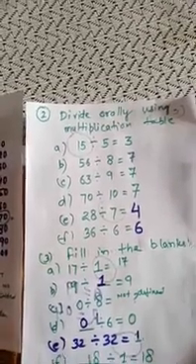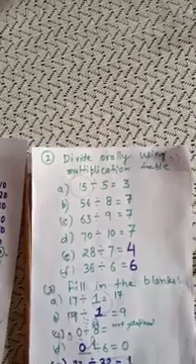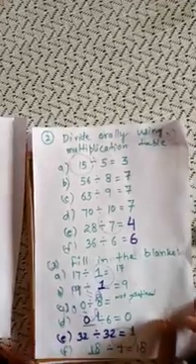So in this way, children, your classwork is on page number 40. Question number 1 is your classwork, children, and question numbers 2 and 3 are your homework.